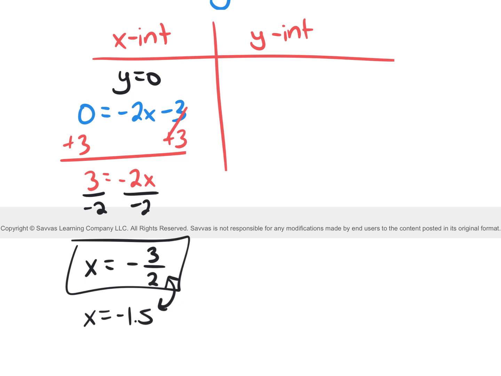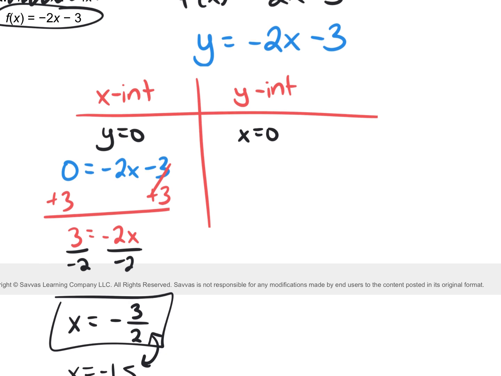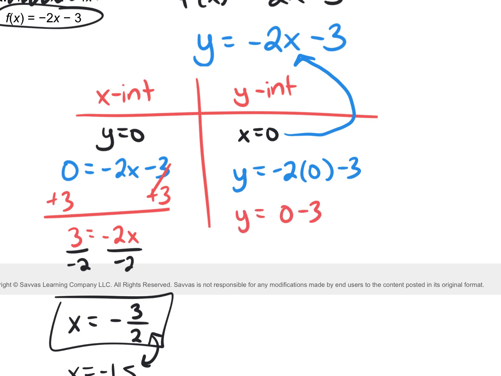Y-intercept, what does that mean? X equals 0. So since x equals 0, what does that mean? Plug it in. Y equals negative 2 times what? 0 minus 3. What's negative 2 times 0? 0 minus 3, which is negative 3. Good.